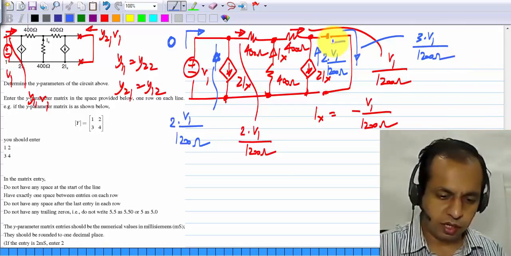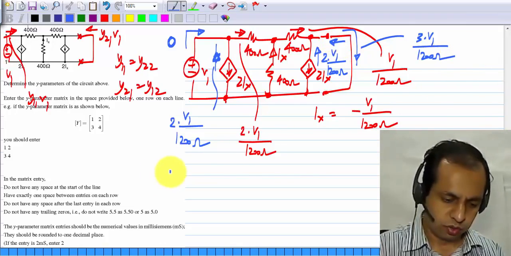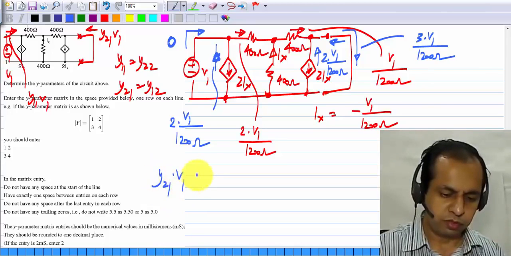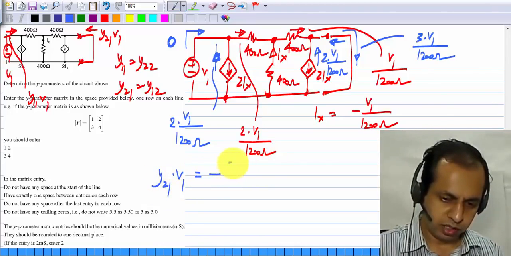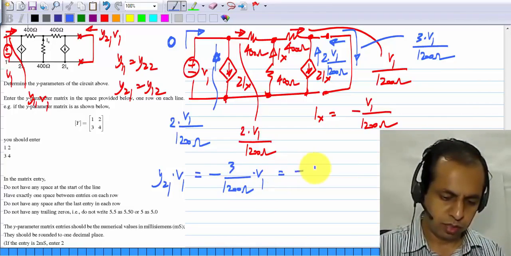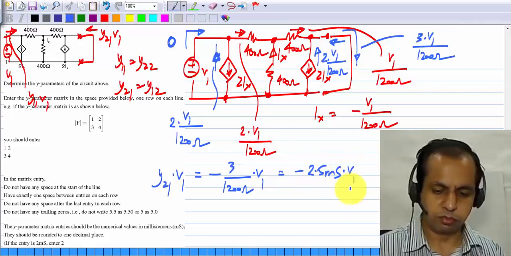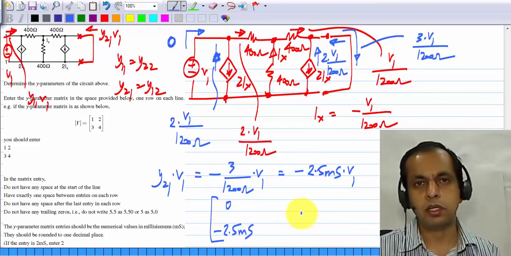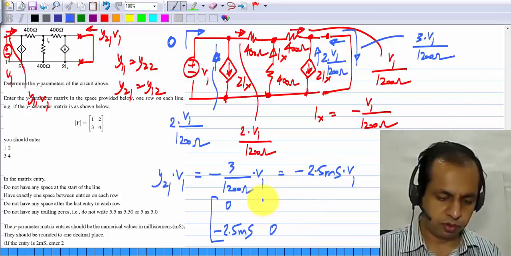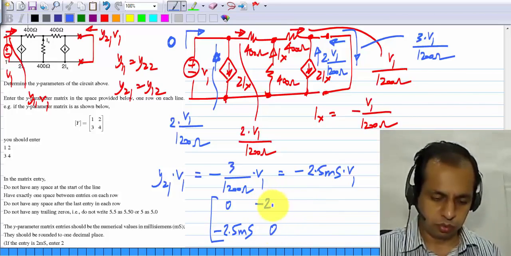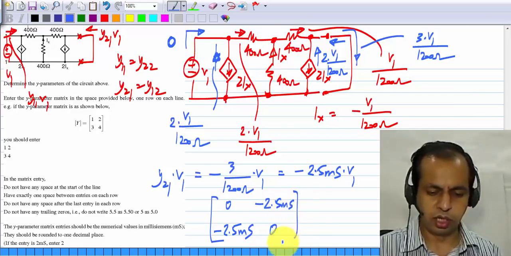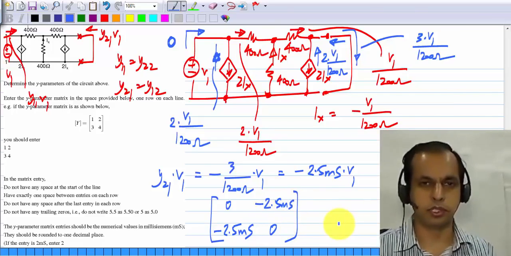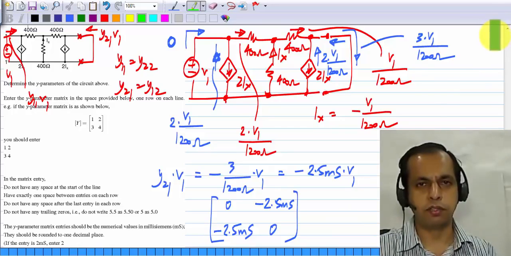And this is the negative of I2. So Y21 V1 will be minus 3 by 1200 ohms times V1, or minus 2.5 millisiemens times V1. So we have Y11 which is 0 and Y21 which is minus 2.5 millisiemens, and by symmetry we also know that Y22 is 0 and Y12 is minus 2.5 millisiemens. If you're not sure of the symmetry, you just calculate those things as well. So that brings us to the end of the 6th assignment.